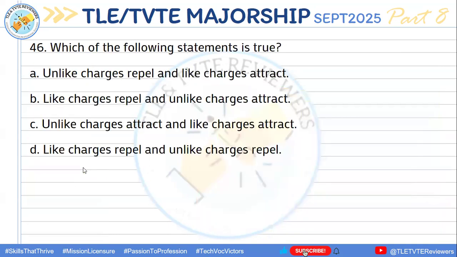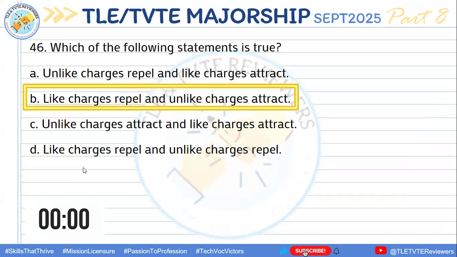Number 46. Which of the following statements is true? Is it letter A, unlike charges repel and like charges attract? B, like charges repel and unlike charges attract? C, unlike charges attract and like charges attract? Or letter D, like charges repel and unlike charges repel? Answer letter B, like charges repel and unlike charges attract.